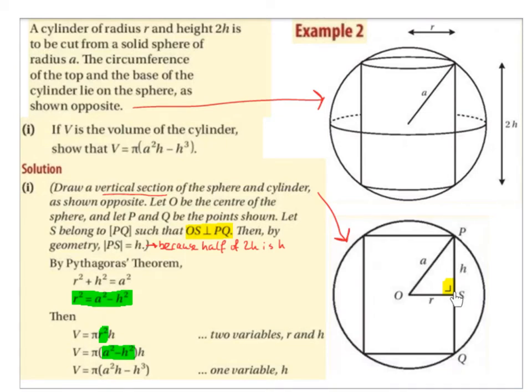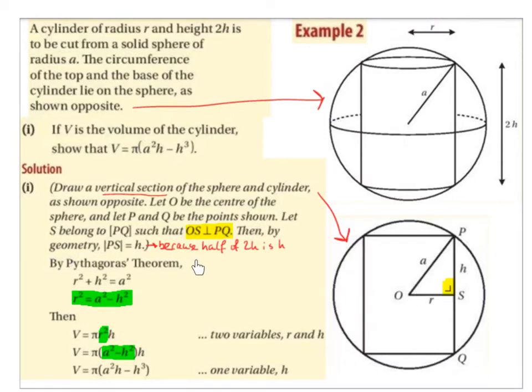So if this is the midpoint of the chord, it's the midpoint of the line PQ, and if the length of the line PQ is 2H, then the length of PS must be just H, because half of 2H is H. So here's our right angle triangle. This is A, the hypotenuse, this is H, and this is R. So this is the radius of our cylinder. So if we look back here, this distance here is R, the radius of our cylinder.